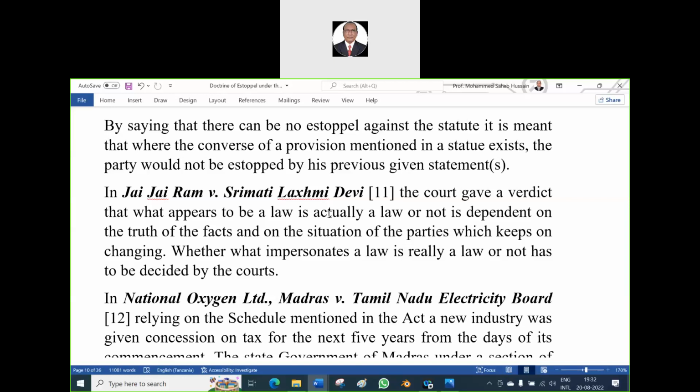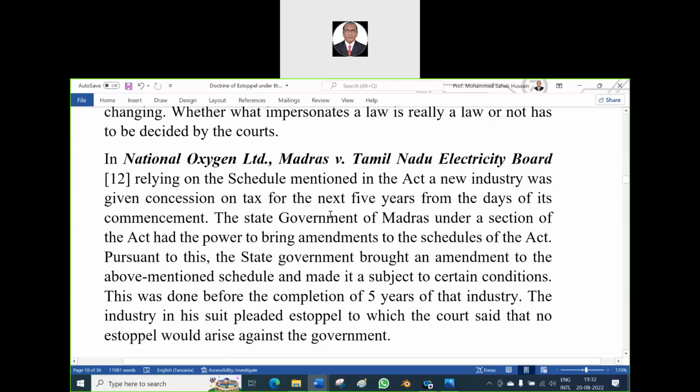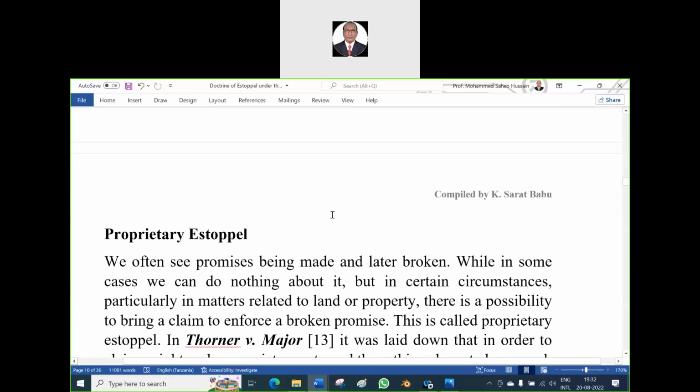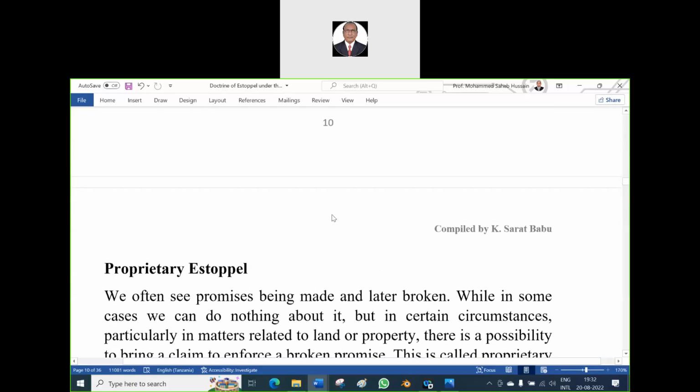Is it clear? Yes. So, all the cases here, National Oxygen Limited, Madras, Tamil Nadu Electricity Board, or any other, I gave a clear-cut example to you. Estoppel cannot work against the statute. Yes, and it cannot work against the public policy.